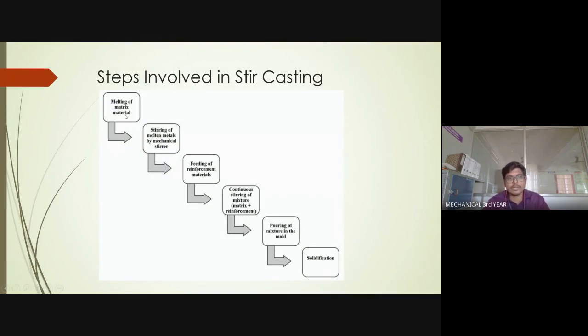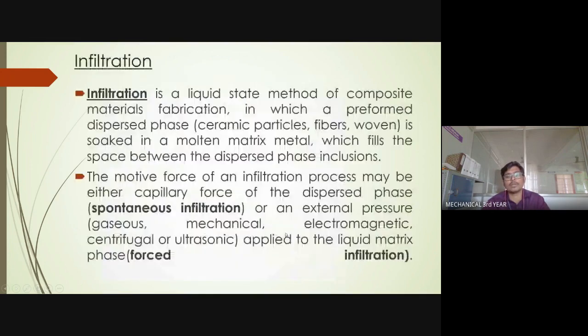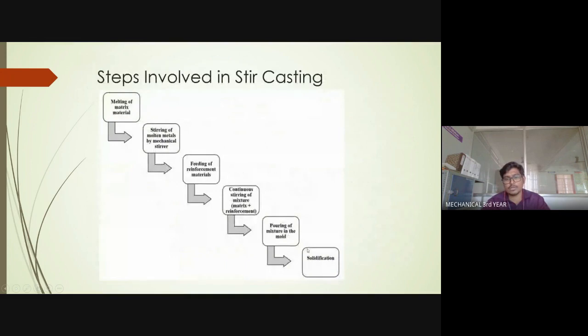Let us discuss these points once again. The first thing is melting of material, to convert the solid material into liquid state. Next, the stirring has to be continued until the feeding of reinforcement is done. Then continuous stirring has to be done for a period of time, so that the mixture becomes a homogeneous mixture. And once the mixture has become homogeneous, you are going to pour it into a molding box, and finally you are going to allow it to solidify, so that you can obtain a usable product.